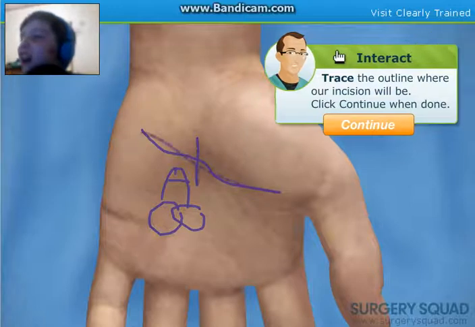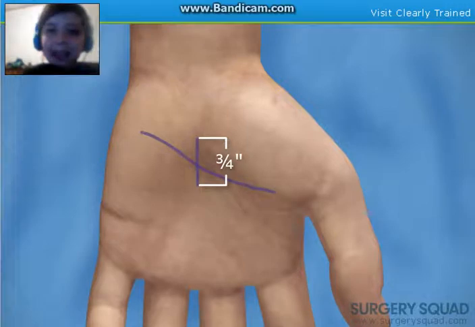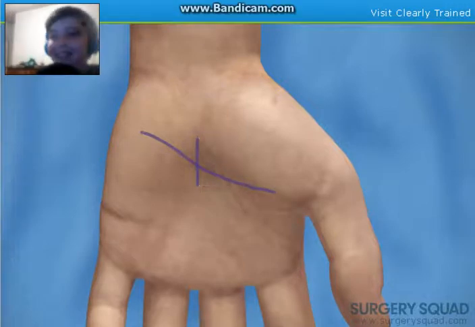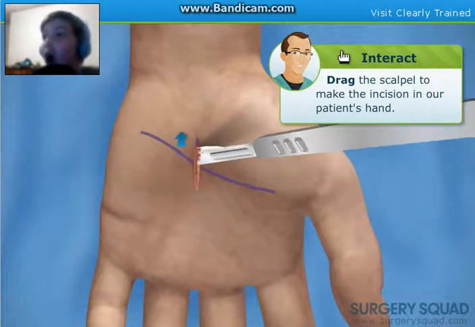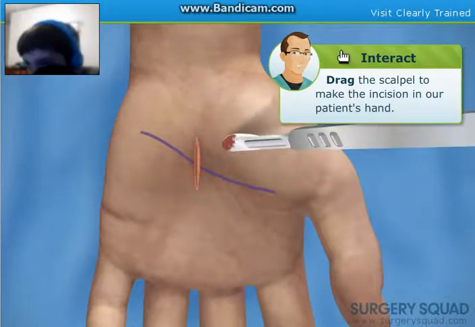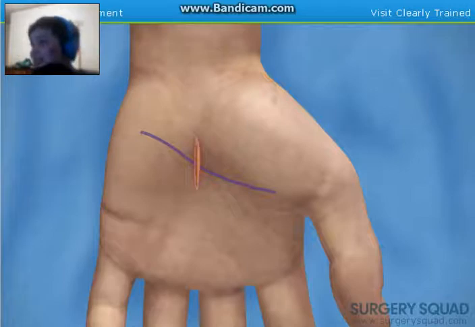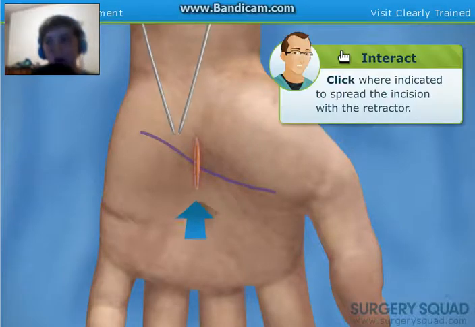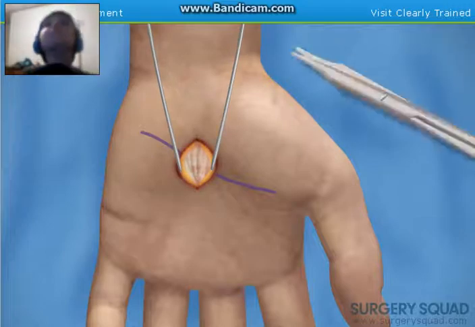How's that, Doc? Looks good to me. We'll be making a 3/4 inch incision at the intersection of those lines. Now take the scalpel and make the incision. Oh my gosh! Nice! I couldn't have done it better myself. Now let's spread the incision wider to expose the transverse carpal ligament. This band of tissue is the cause of the problems. Place the retractors into the incision and spread it open. I think you're a natural at this.